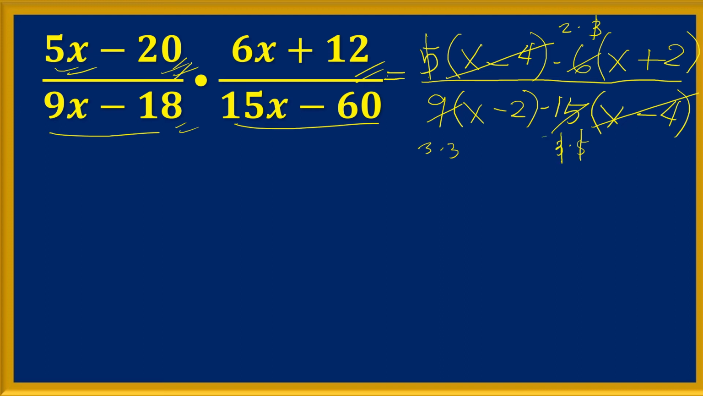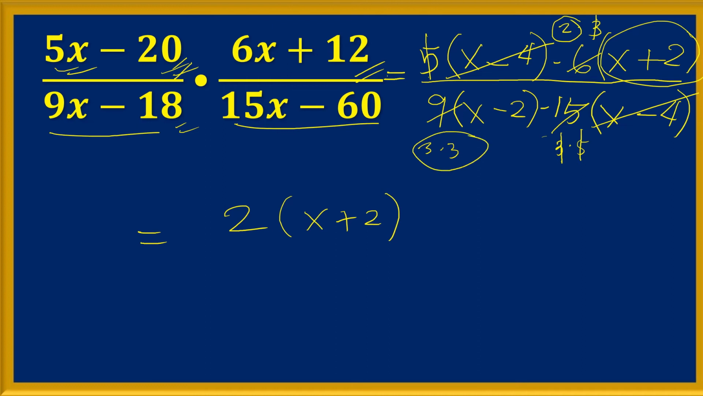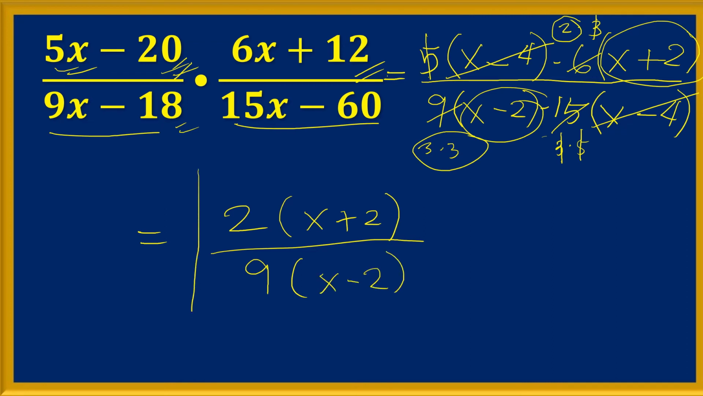Okay, so wala na. Remaining natin sa numerator ay 2. And then yung x plus 2 times x plus 2. And then remaining 3 times 3 is 9 times x minus 2. So final answer natin is 2 times (x plus 2) all over 9 times (x minus 2).